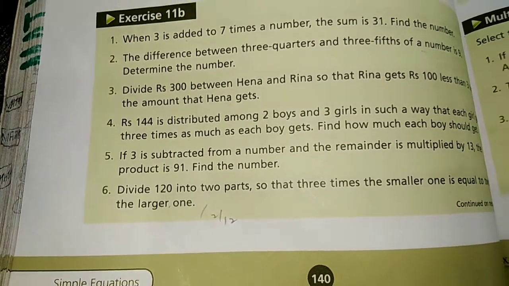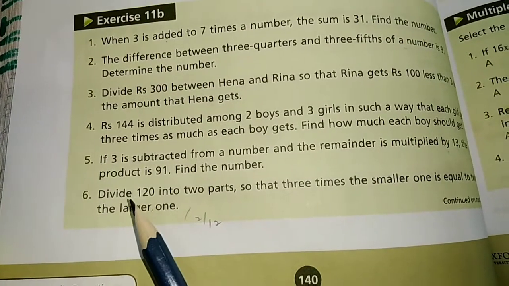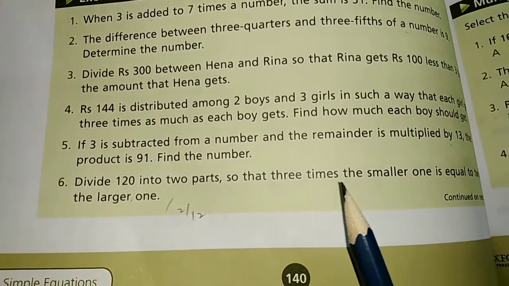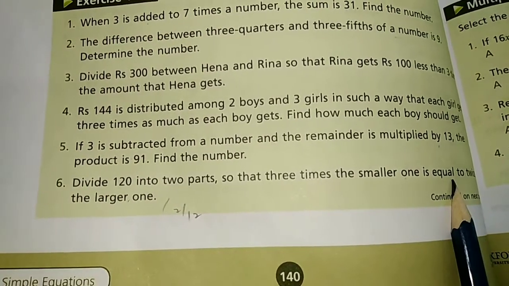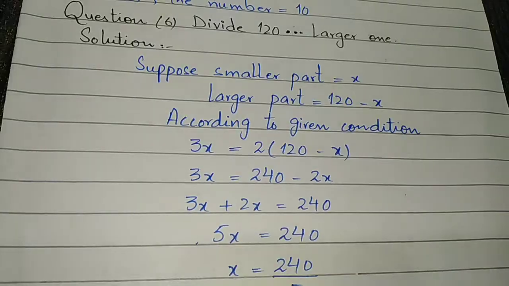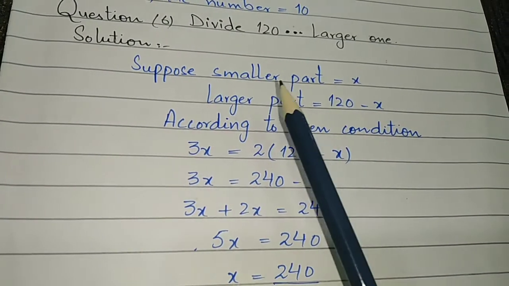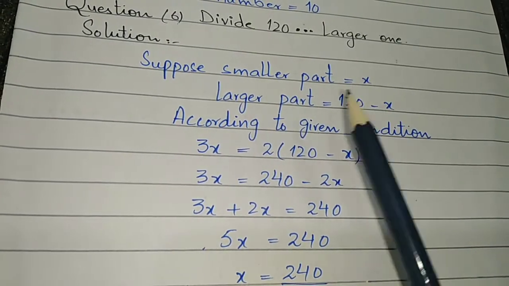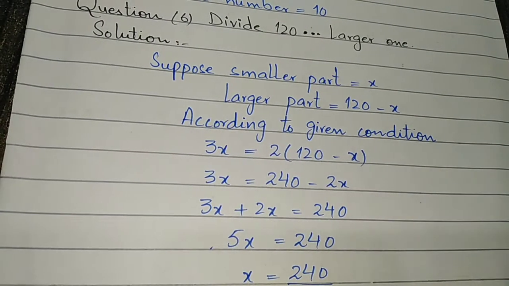The last question of this lecture is question number 6. Divide 120 into 2 parts, so that 3 times the smaller one is equal to twice the larger one. So firstly we have to suppose that the smaller part will be x. The total is 120. So it means if the smaller part is x, the larger part will obviously be 120 minus x.